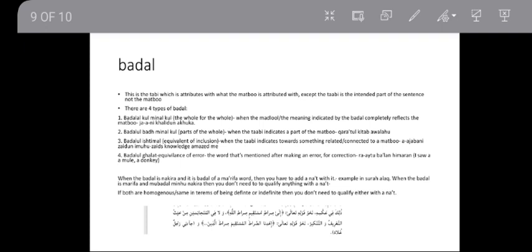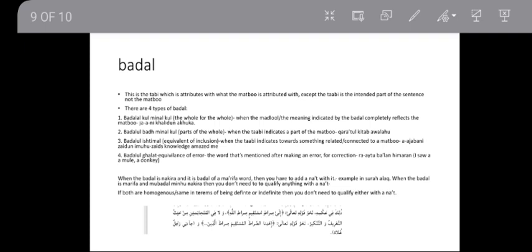So it's just parts of the whole. This is when the tabi' simply indicates a part of the matbu'. So it doesn't refer to the entirety of the thing that comes before it, rather a part of it. So this is, for example, qara'tul kitab awwalahu. So I recited the book, the beginning portion of it. So awwalahu means that it's a part of the book. So it's not referring to the entire book. So I didn't recite the entire book, but I only recited the beginning part.